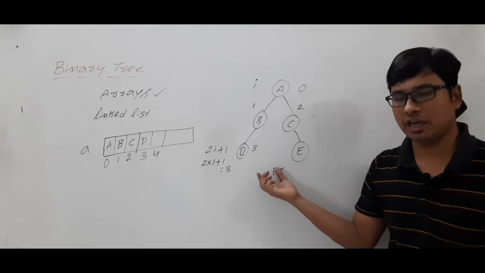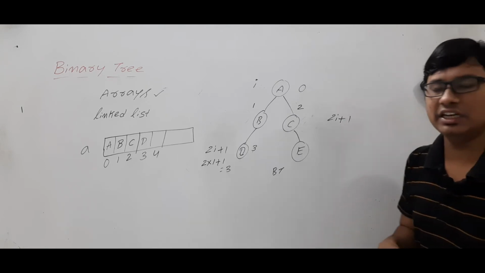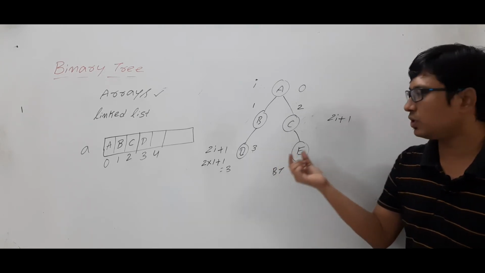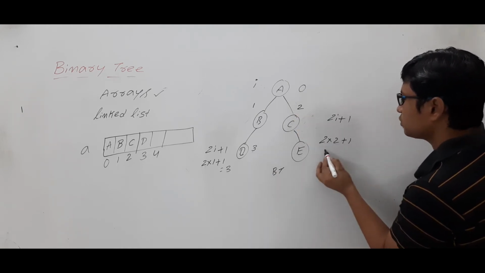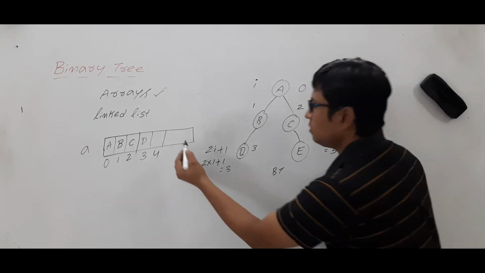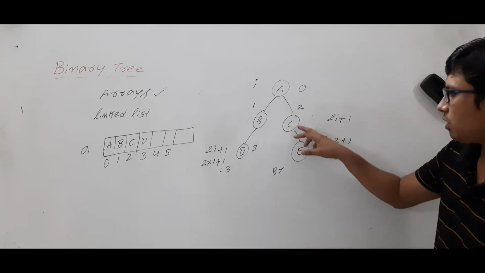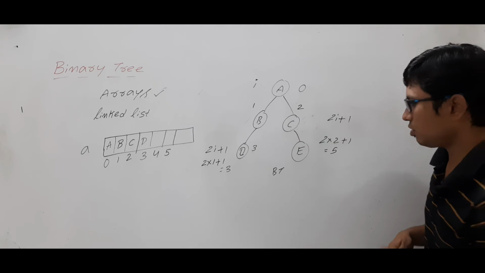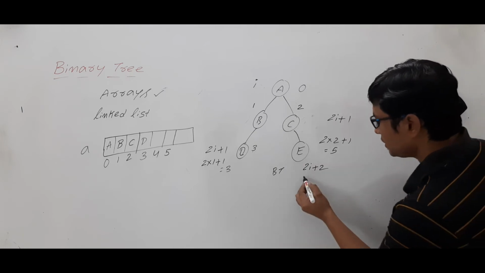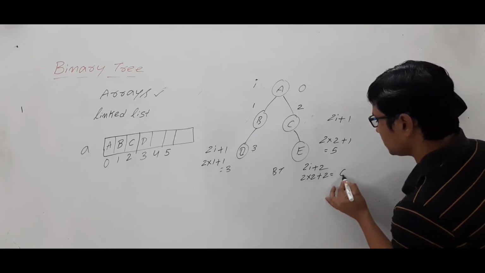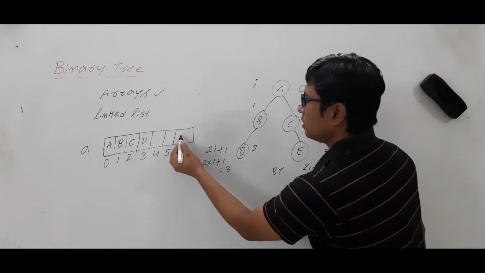C left child is not having anything, which is equal to 2i plus 1. If there is a left child, it will be there at an index called 2i plus 1, where i value is equal to 2 here, which is 2 into 2 plus 1 is equal to 5. So there will be no element at the index 5 because C is not having any left child. Now coming to the E. E will be there at a position called 2i plus 2, where i value is equal to 2, which is 2 into 2 plus 2, which is equal to 6. So at index 6, you will have the element called E.